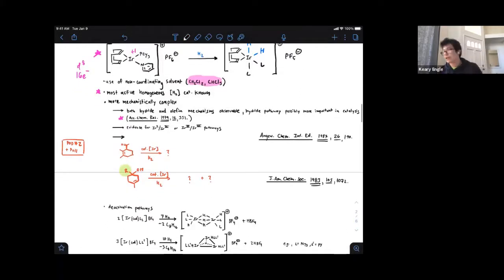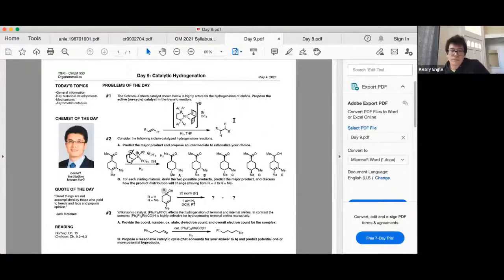Okay, let's now consider problem of the day number 2. I will end my screen share and do a re-share so we can see it. And this one also has a poll associated with it. There are two parts. The poll is only for part A.